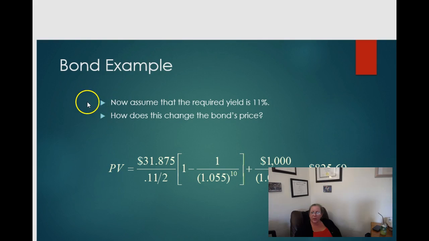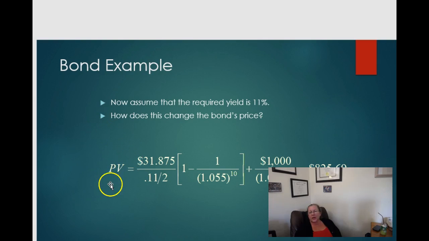Okay, so now this is an example showing what would happen if the market rate was higher than your coupon rate. So what's happening now, we're assuming that the required yield is 11%. So what does that mean? It means the market is paying more than what you're paying. So what you're going to have to do in order to get people to buy your bond is you have to discount that bond.